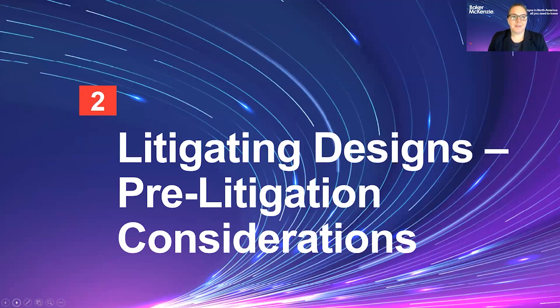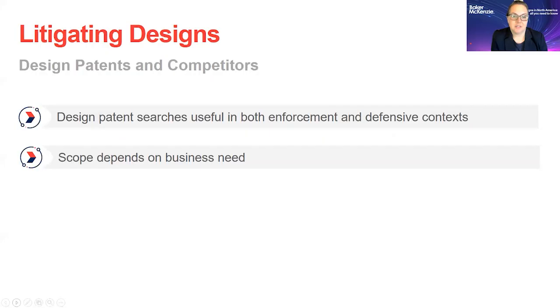Thank you, Vas. So we just heard about some strategies for design protection, in particular with an eye toward enforcing those design rights. And now we're going to pivot a little bit and discuss some pre-litigation considerations, both in the offensive and defensive contexts. In both of these contexts, we'll take a look at competitor monitoring, including design patent searches, and also some alternatives to consider in the pre-litigation stage. We'll also discuss preliminary injunctions.